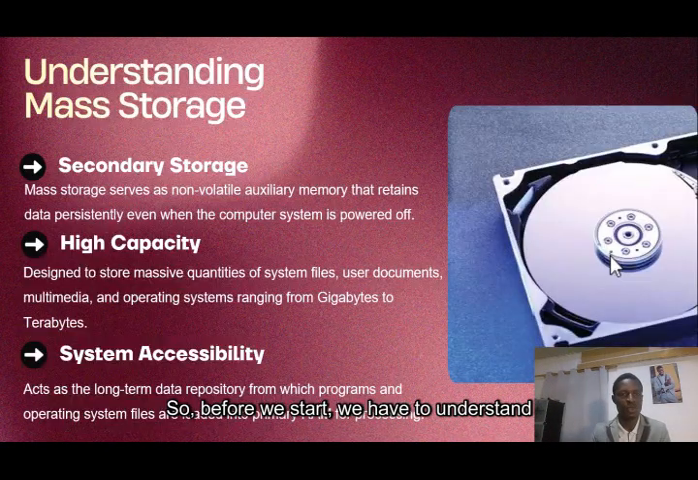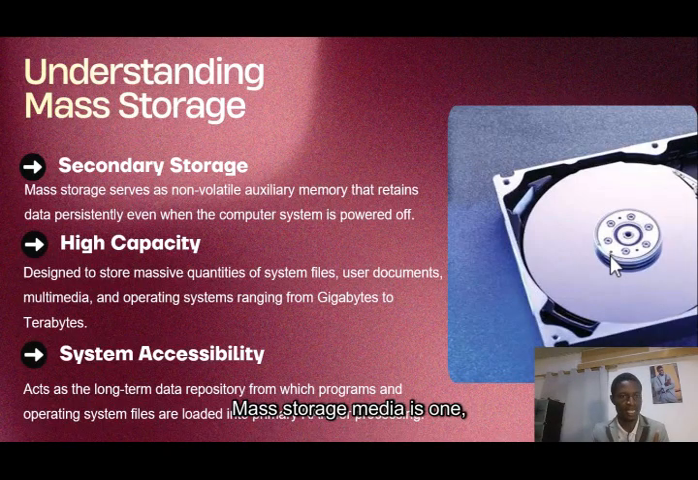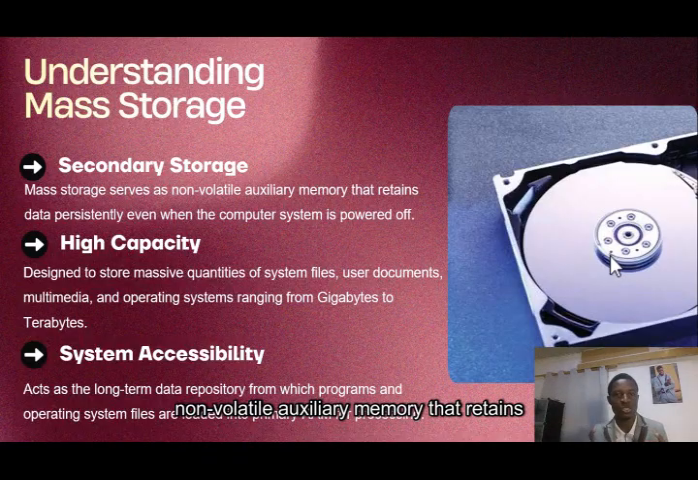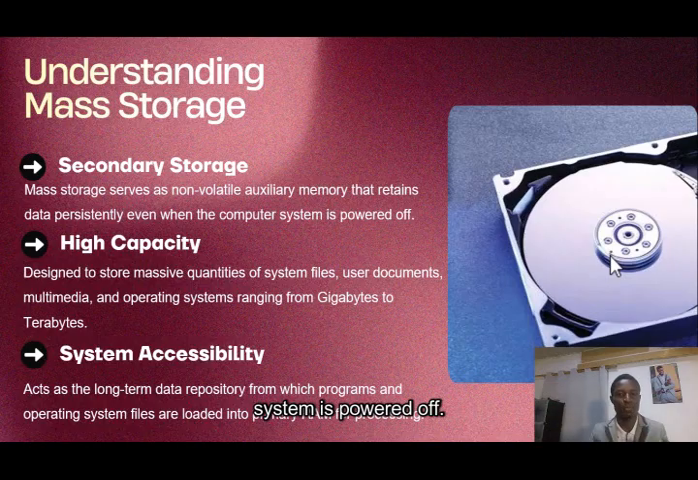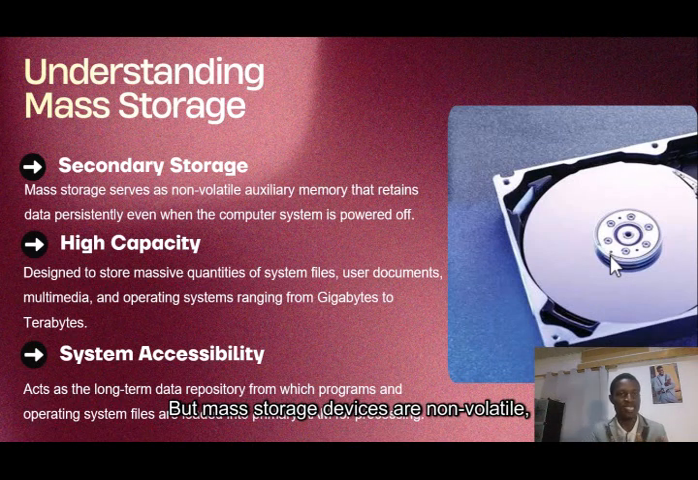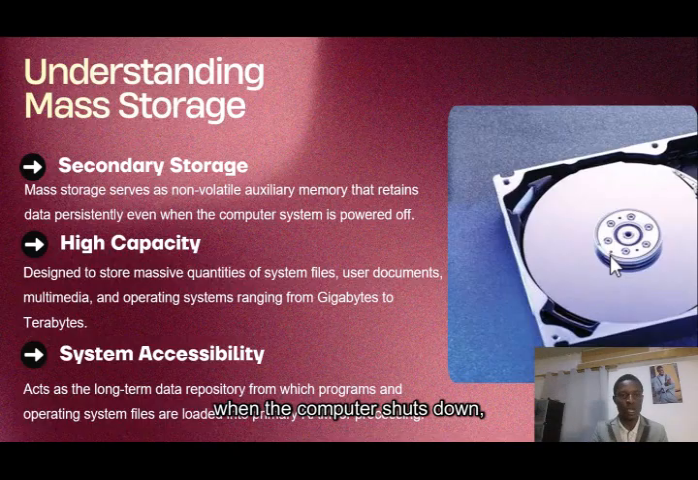So, before we start, we have to understand what mass storage media is. Mass storage media is a secondary storage, which means that it serves as a non-volatile auxiliary memory that retains data persistently even when the computer system is powered off. When we say something is volatile, it means that thing loses its data when the machine loses power. Taking RAM for instance, RAM loses its data when you shut down the computer. But mass storage devices are non-volatile, meaning that when the computer shuts down, they still keep their data.